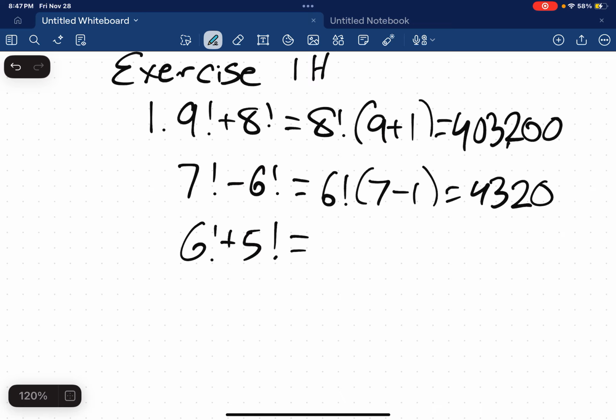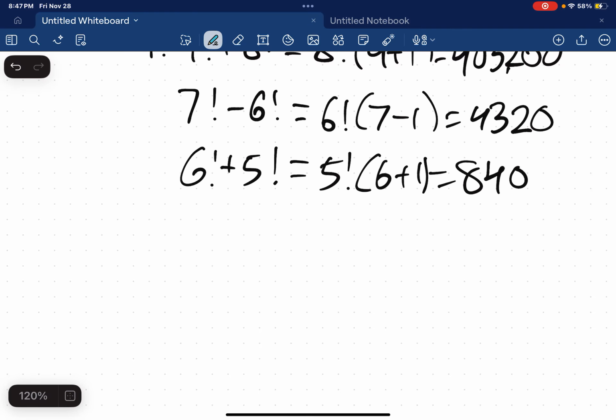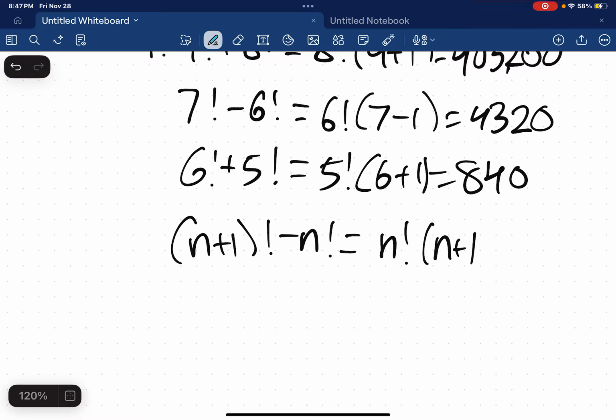6 factorial plus 5 factorial is going to be equal to 5 factorial times 6 plus 1, which is equal to 840. Okay, now we're taking away the numbers because IB loves to do this stuff to you. n plus 1 factorial minus n factorial. That's going to be equal to n factorial times n plus 1 minus 1, or minus 1, which is just going to be equal to n times n factorial.